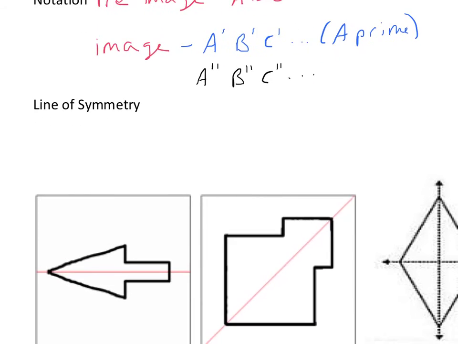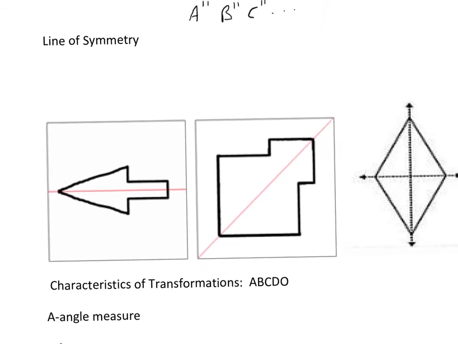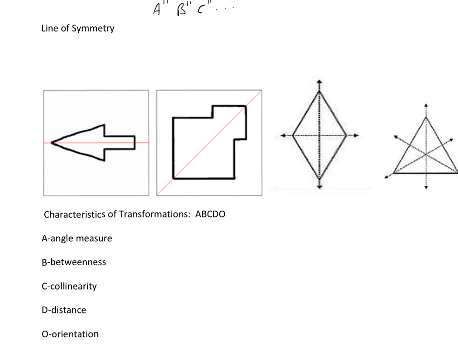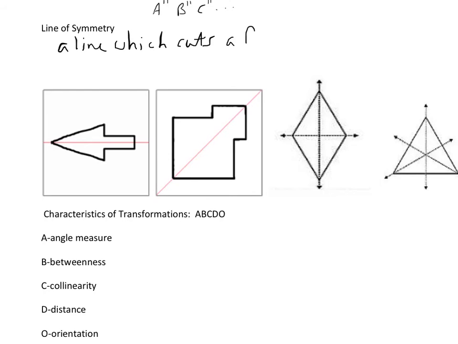Line of symmetry comes up quite a bit when we talk about transformations, especially in this unit. And by definition we know that a line of symmetry is a line which cuts a figure. Now it's not just cutting a figure in half. That would not be a line of symmetry. But just like with parabolas, it is a line of symmetry, or a line which cuts a figure into mirror halves.